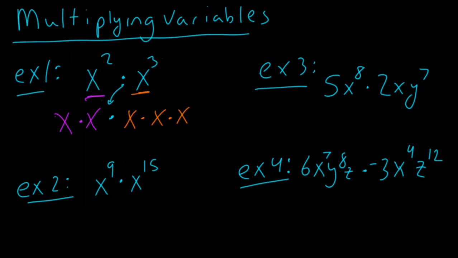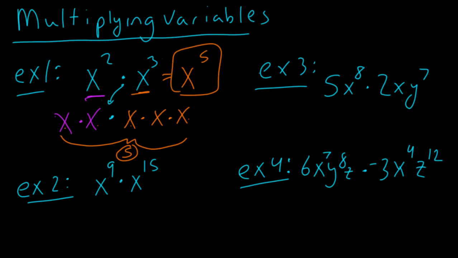Well, you would ask yourself, how many x's do you see in total? And I hope you would count 1, 2, 3, 4, 5. So what can we say here? We can say that x squared times x cubed is actually equal to x to the 5th power. So what did we really do? Well, what we actually did was we added. So what's our rule? When you multiply variables, you're going to add the exponents. Okay? Add the exponents. Easy.